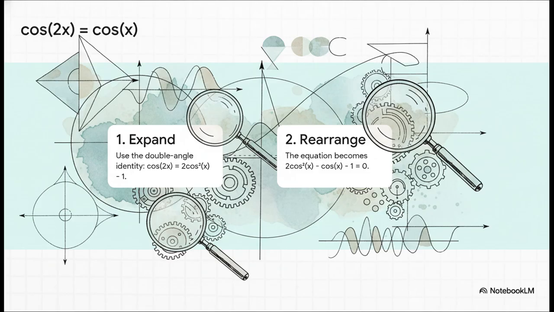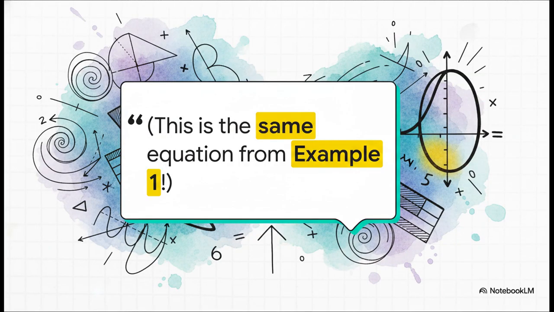We'll substitute that in, move everything over to one side, and we get 2 cosine squared of x minus cosine of x minus 1 equals 0. Now, hold on a second. Does that look familiar? It absolutely should. It's the exact same quadratic equation we solved in our very first example. This is one of those awesome aha moments in math. It shows you how powerful these strategies are. We just turned a complicated multiple angle problem into something we already know how to solve.